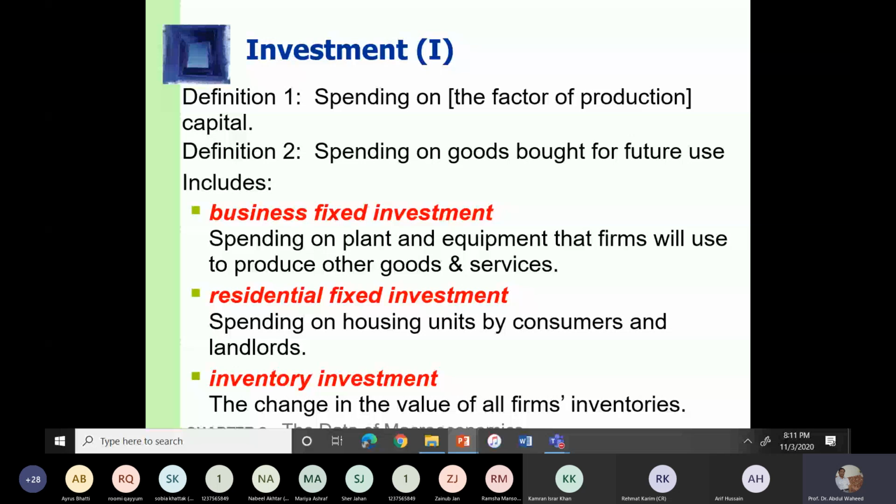Suppose you produce 100 computers. Now, out of these 100 computers, you are able to sell 80 computers, but 20 computers are unsold. Computer is a good, no? So this unsold good is called inventory investment. Clear? Yes, sir. Okay.